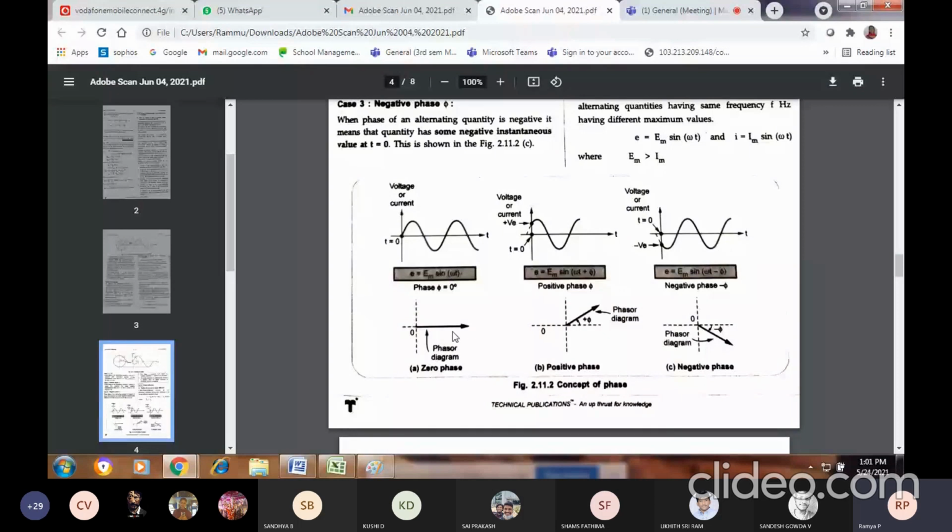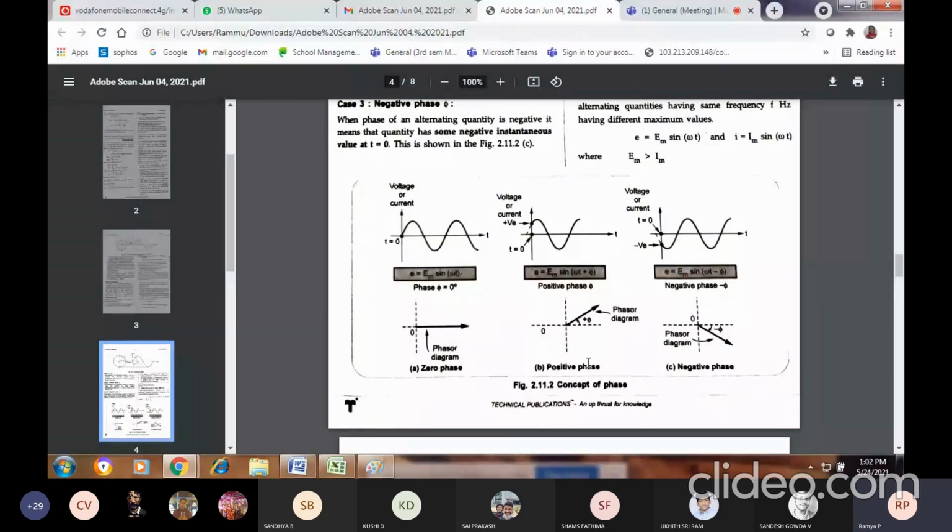Now the second is, as I told you, my general equation is e equals Em sin omega t. If I am including the positive phase angle, my value will be omega t plus phi. So plus phi should be added. I got e equals Em sin omega t as a straight line on the reference. If I add a phase angle plus phi, it will always move in the anti-clockwise direction. So that particular line which was there in the reference will be shifted by an angle of plus phi. So this is the phasor diagram of positive phase.